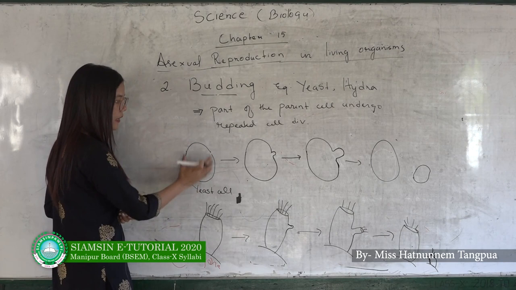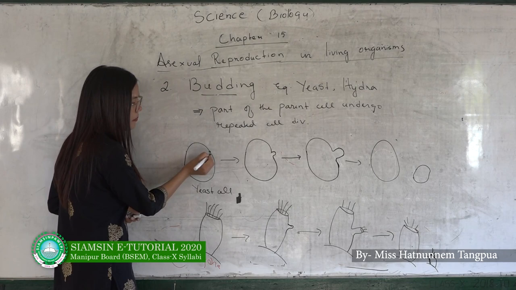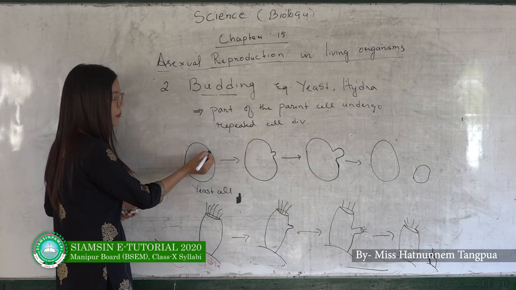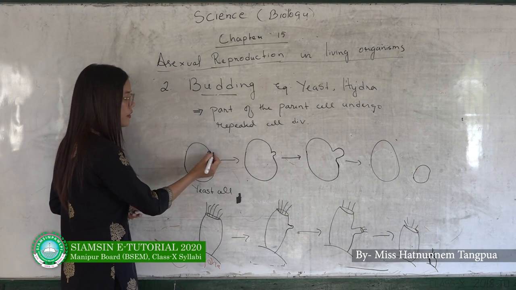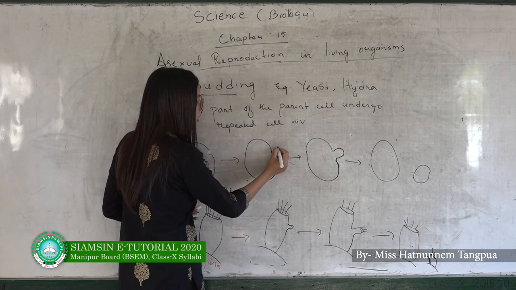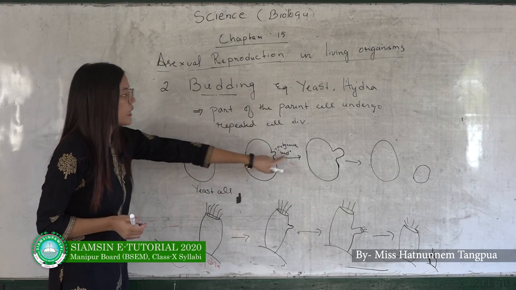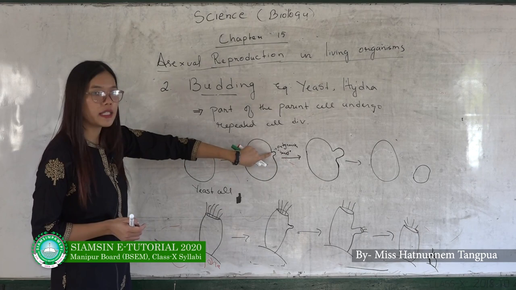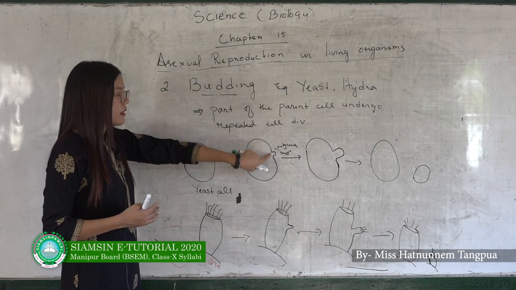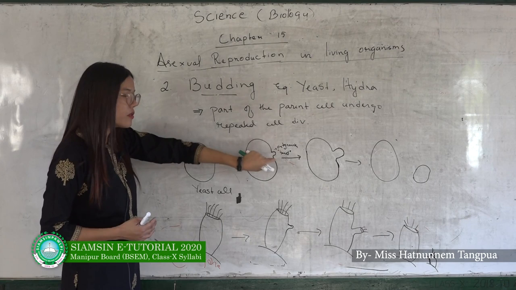This is a unicellular cell. Suppose at a specific part the cell keeps on dividing, undergoing repeated cell divisions, then this part will form an outgrowth. This outgrowth that forms is known as a bud, because at this particular place repeated cell divisions take place.